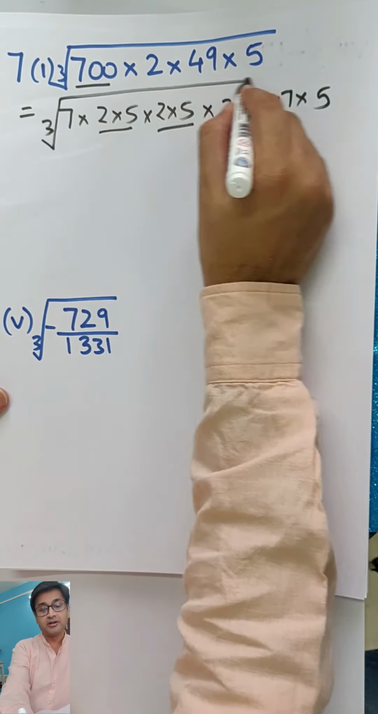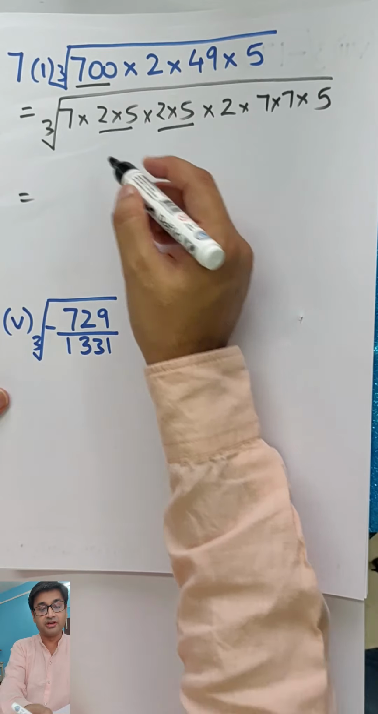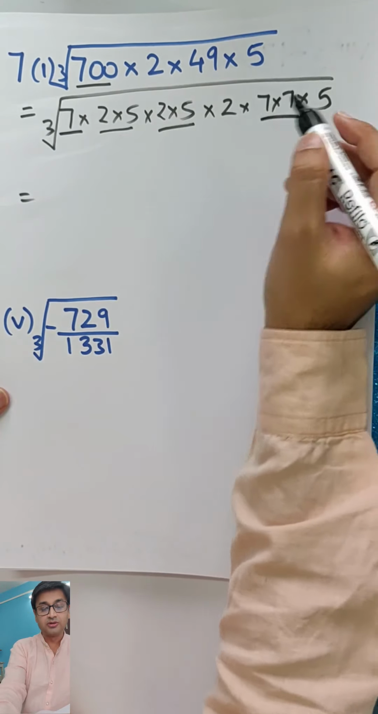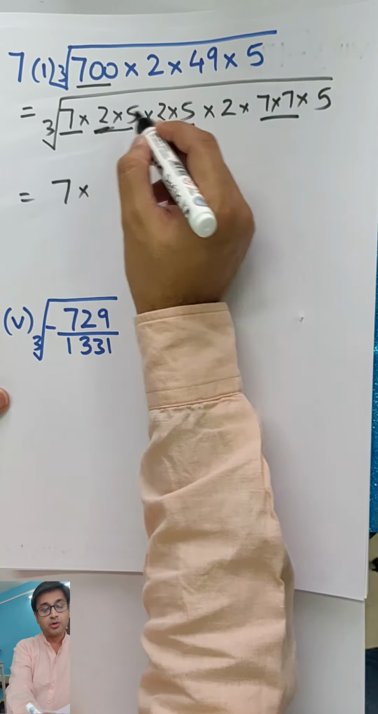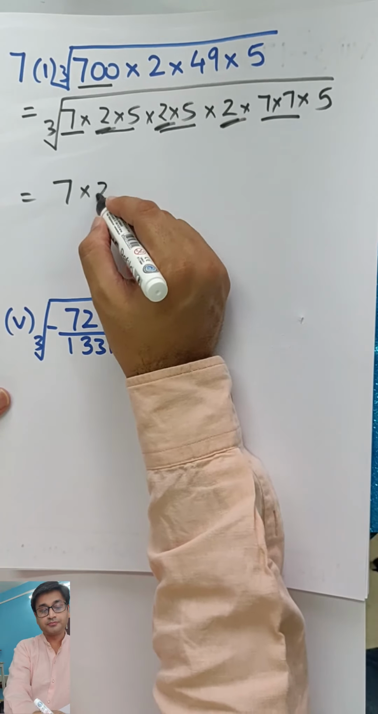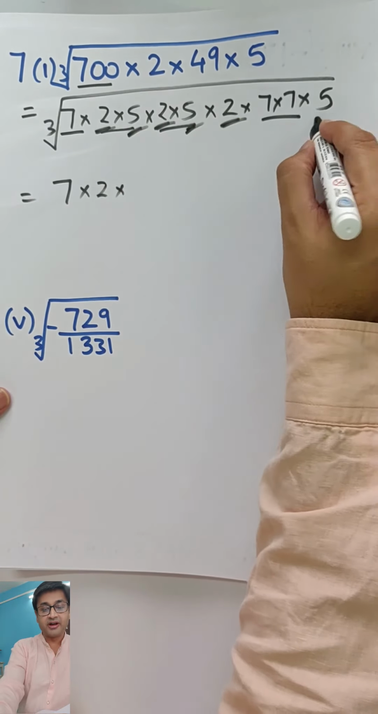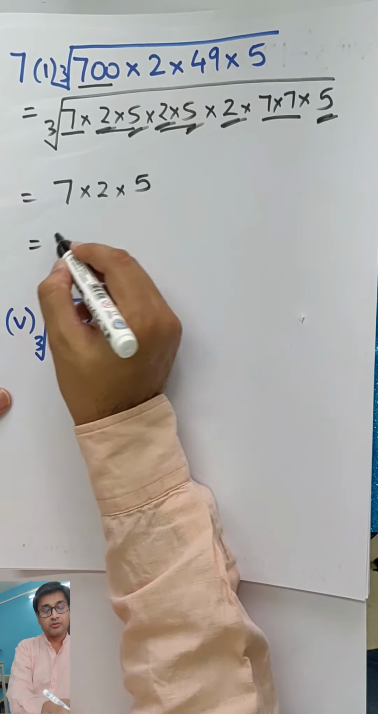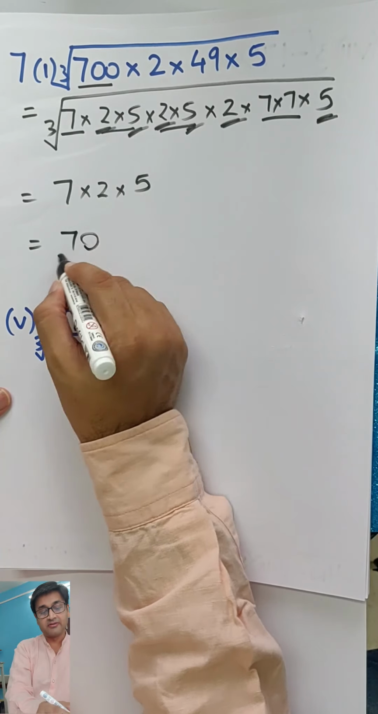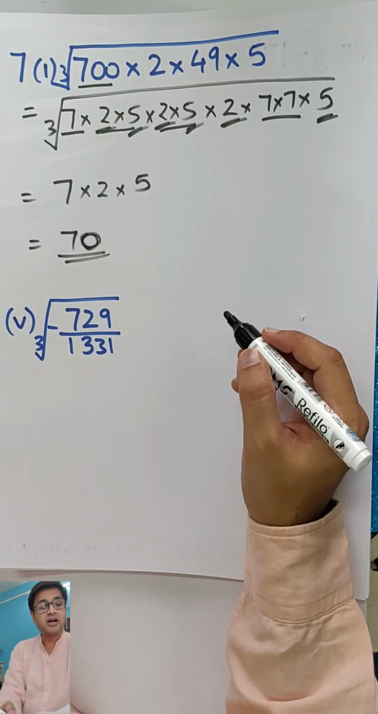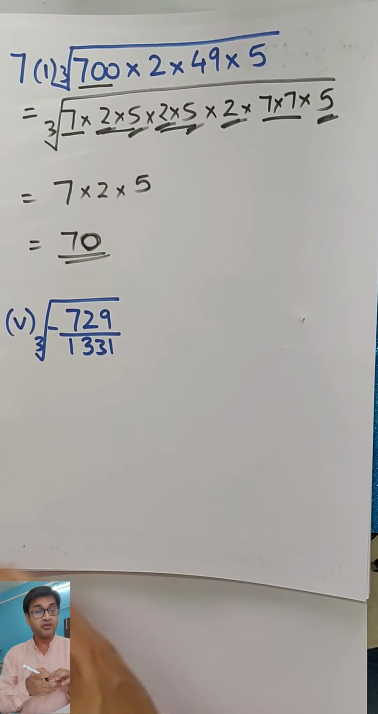You are trying to find the cube root. So now come on, make sets of 3. So 7 and 2 7s will become 1, 2, 2 and 1, 2. And finally 5, 5 and 5. So what will I get? 7 into 10, 70. That should be my final answer. How many got this 70 on their own? Brilliant work. I'm really happy.